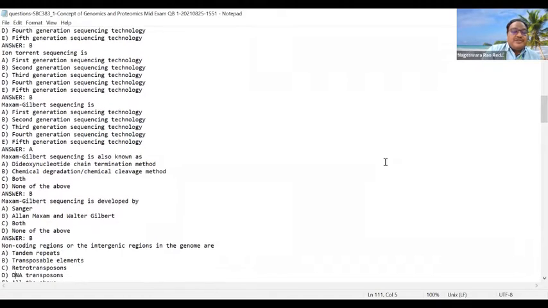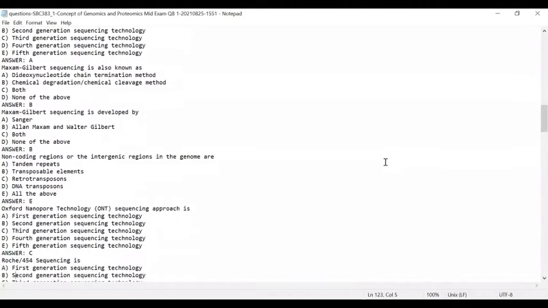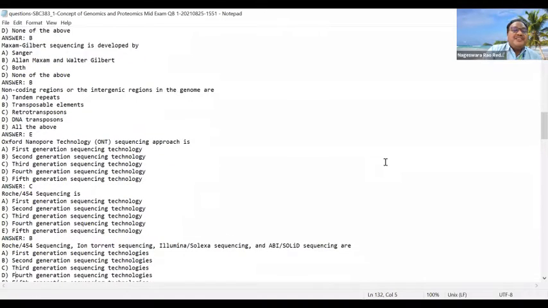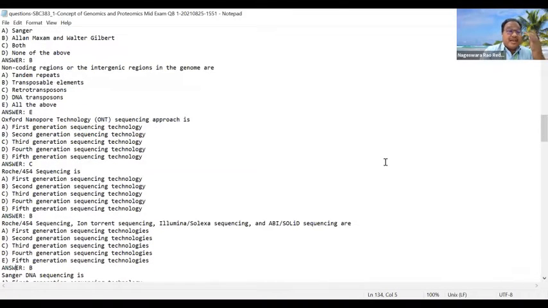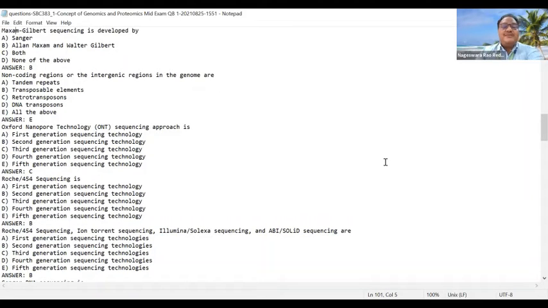Okay, the next question also to you. Maxam Gilbert sequencing was developed by whom? Sanger's? Maxam, Alan Maxam and Walter Gilbert. Okay, Alan Maxam and Walter Gilbert. Correct.